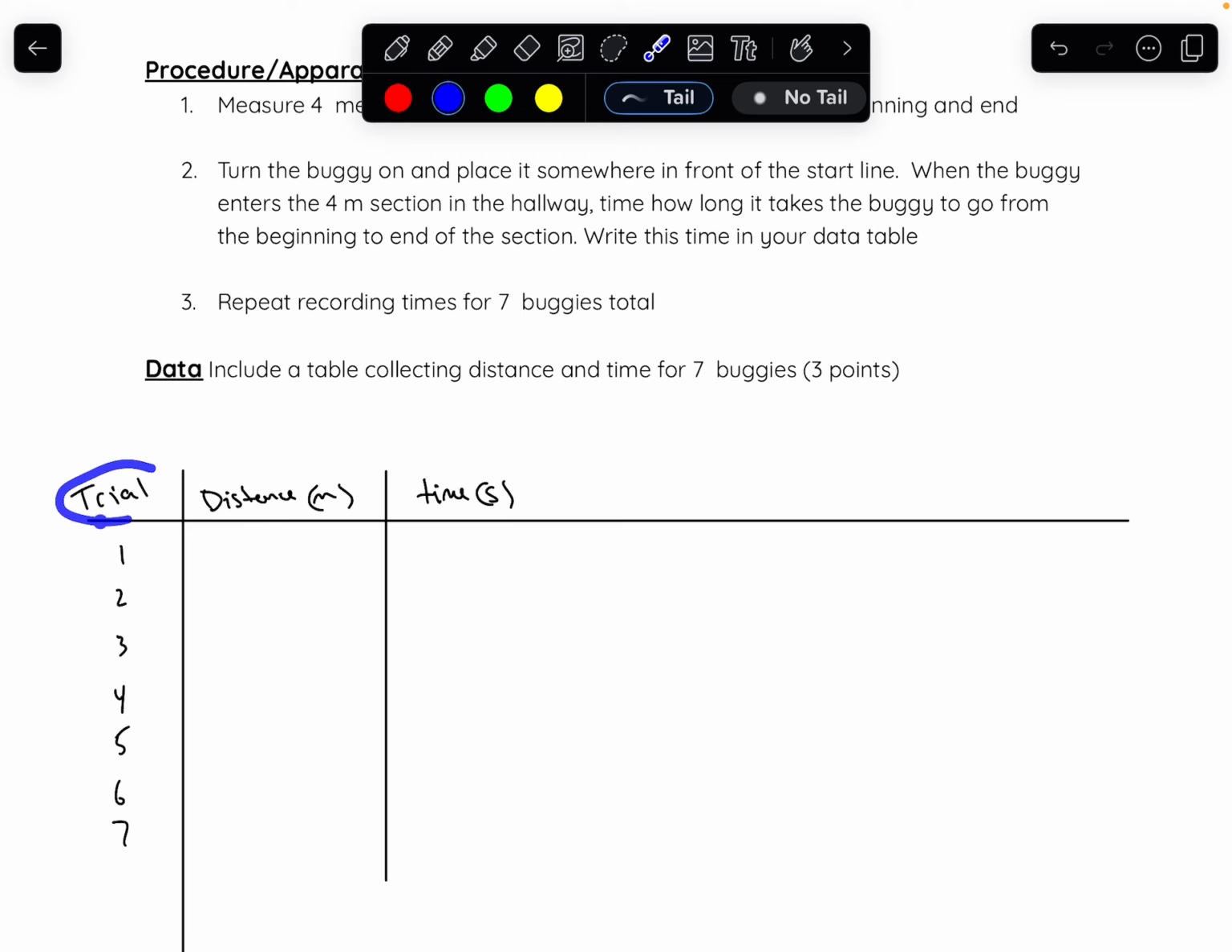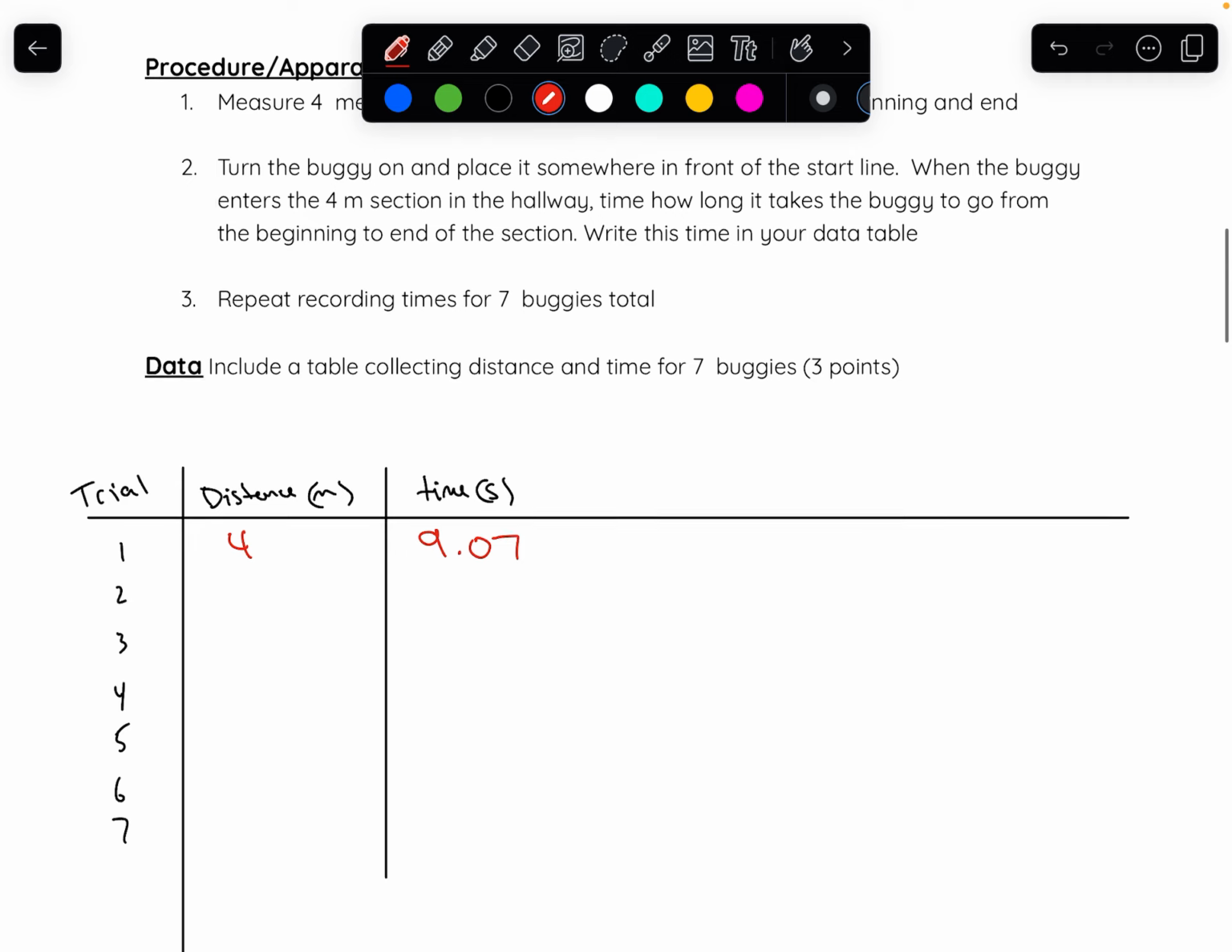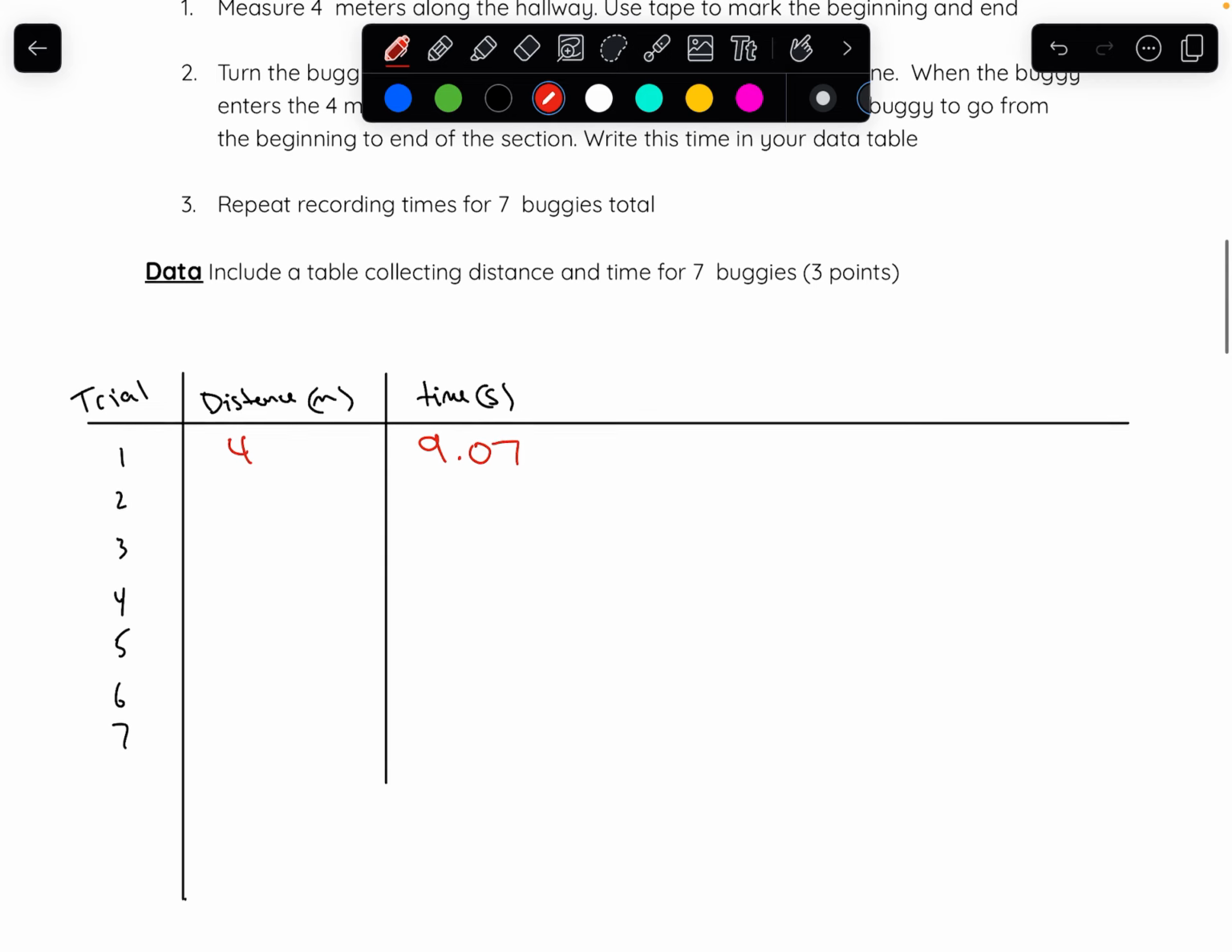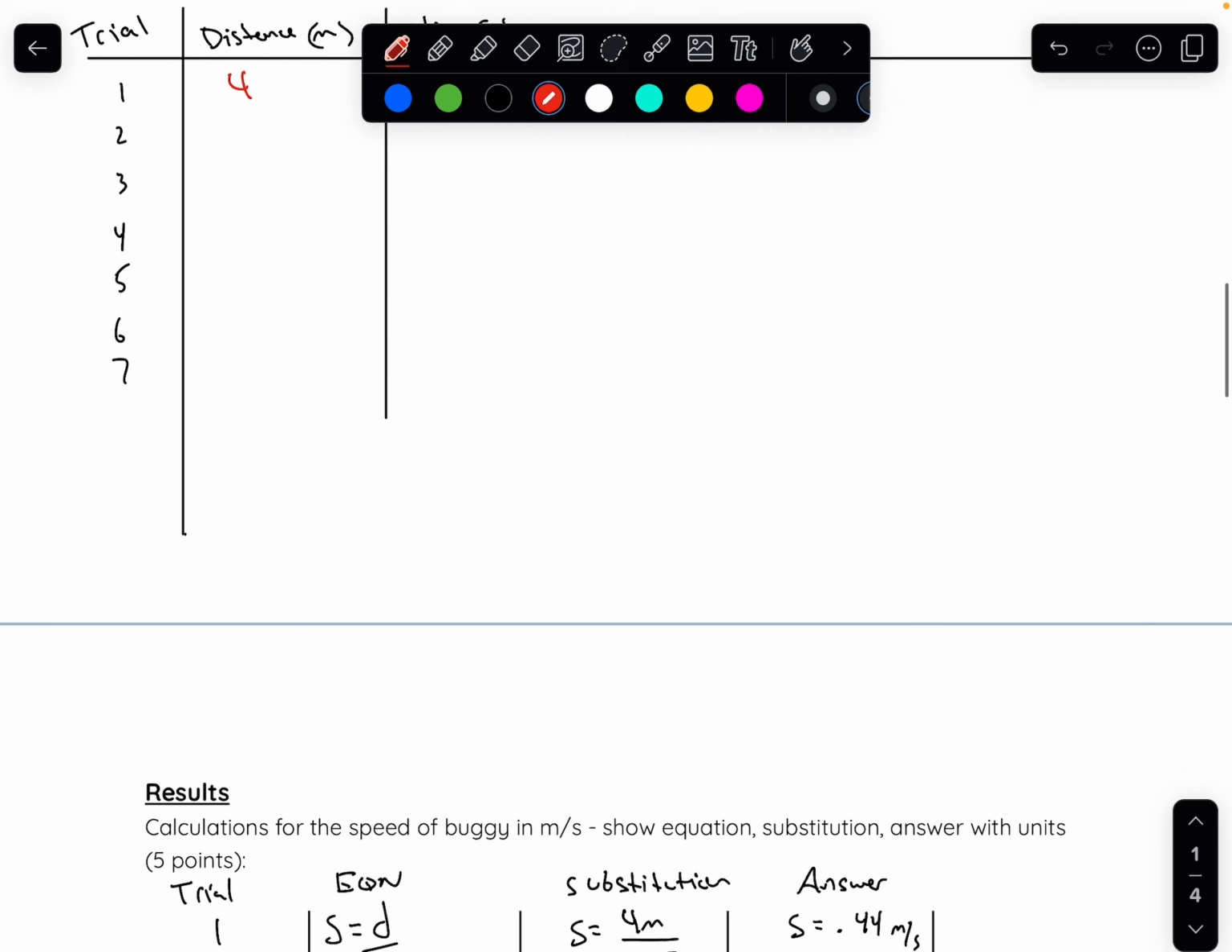We have trial number on the left. We're going to have the distance we recorded for each trial in meters, and then the time for each trial in seconds. I'm making this up, so do not use my data by any means, but I measured out 4 meters for my first trial, and I'm finding that my first trial was 9.07 seconds. I'm going to use that to find the speed of my trial 1. You'll go ahead and record that for all 7 trials that you completed.